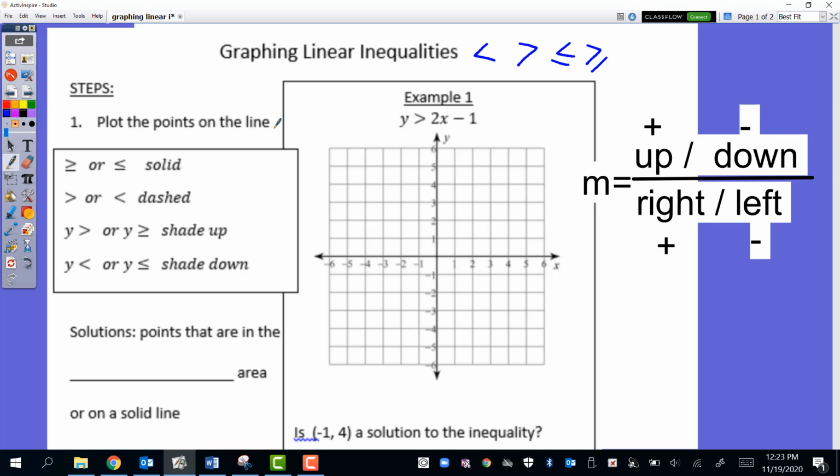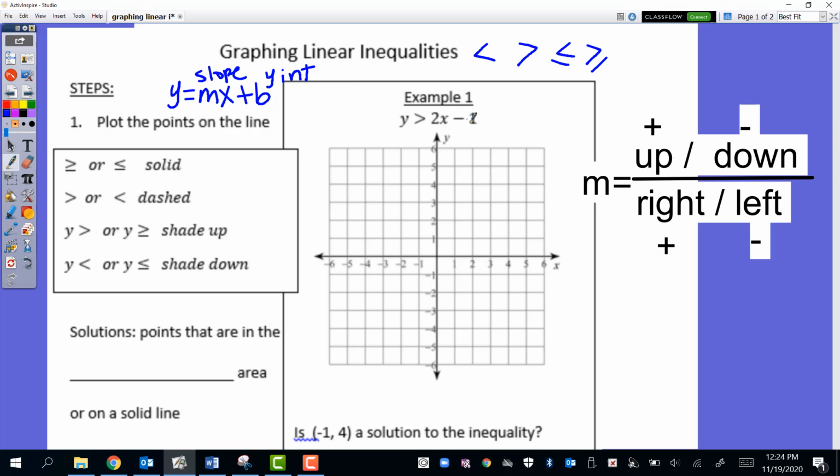So the first thing is we're plotting the points on the line, same as we always do. So using our y equals mx plus b, we're still using this. B, that's the y-intercept. That's where we start the graph on the y-axis, and M is our slope. So we're going to count to get to the next point.